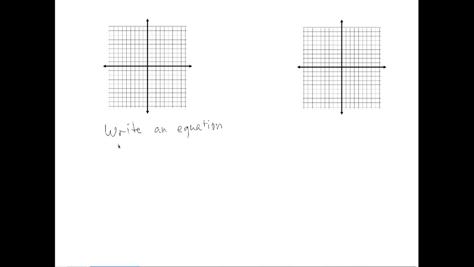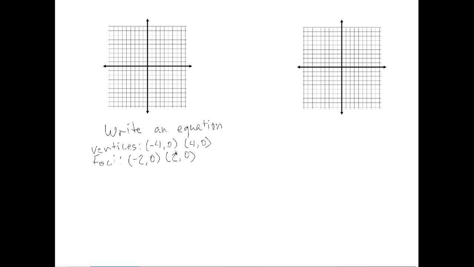So an example of this might be that they give us a set of vertices for the ellipse, and let's say they give it to us as (-4, 0) and (4, 0). And let's say they give us the foci at (-2, 0) and (2, 0).